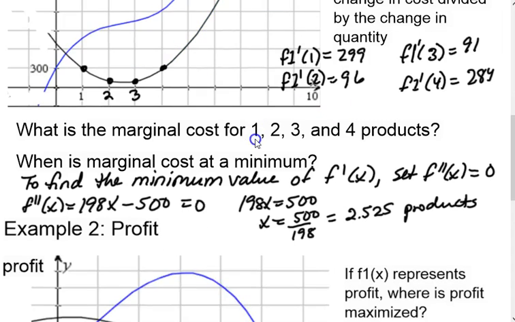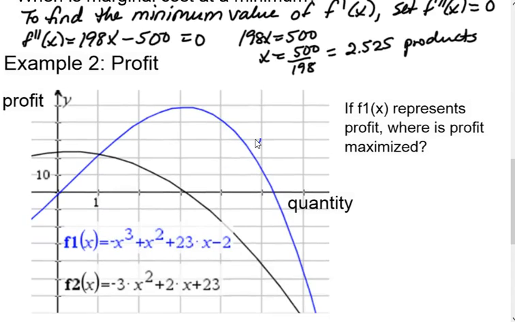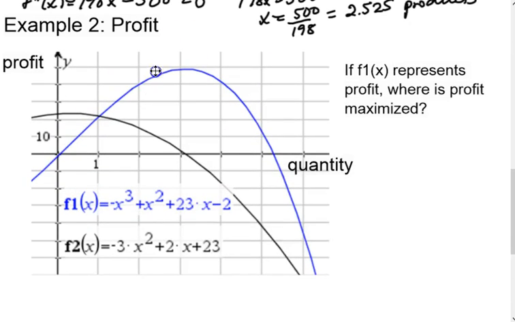Another type of graph a businessman might use is a profit graph. So they keep track of their profits for 1 table, 2 tables, 3 tables, 4 tables, 5 tables. I'm not sure what they're selling these for. It looks like I'm not making much profit per table. It might make more sense to make this 100, 200.